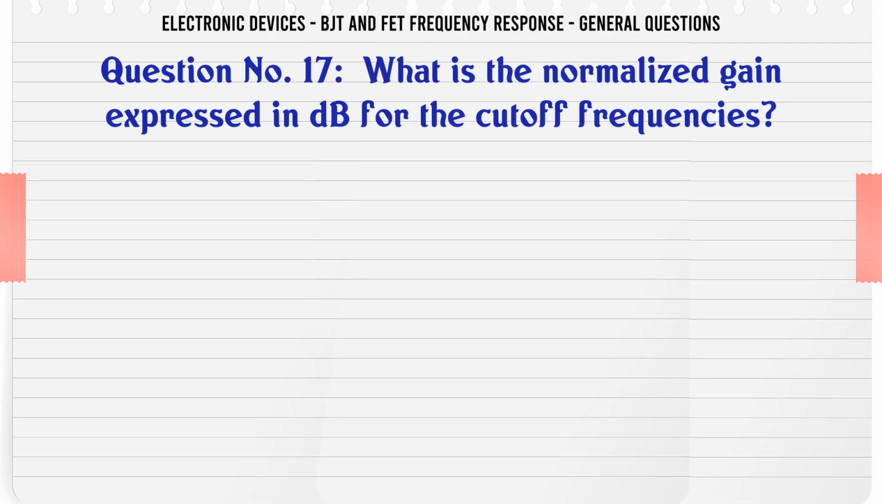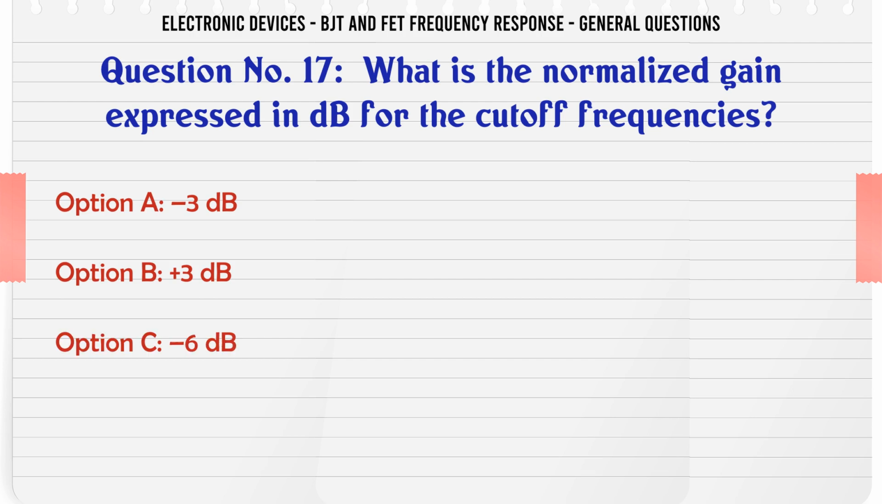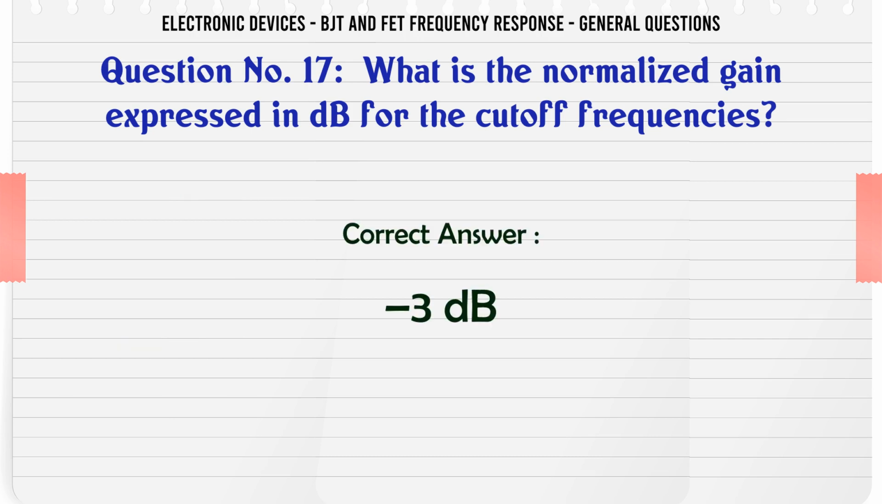What is the normalized gain expressed in dB for the cutoff frequencies? A. 3 dB, B. -3 dB, C. 6 dB, D. 20 dB. The correct answer is -3 dB.